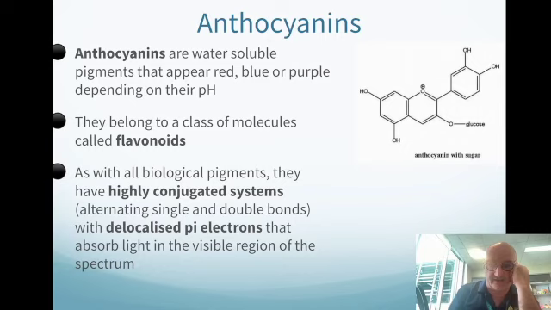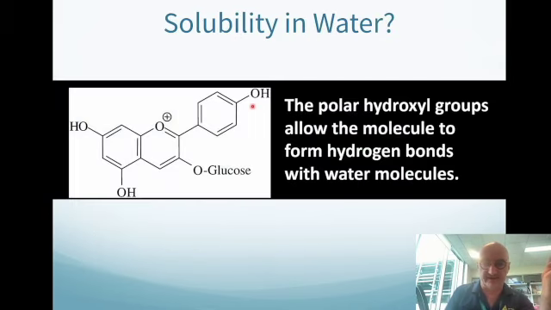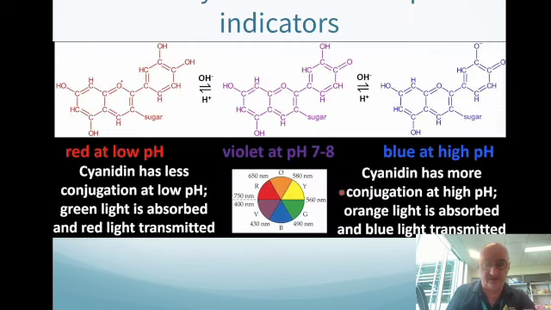Anthocyanins. Anthocyanin with a sugar, you can see this glucose on here. These are water soluble. You can predict that because there are loads of OH groups and oxygen going around. They are called flavonoids, always highly conjugated systems with lots of delocalized pi electron density. Are they soluble in water? Well, the polar hydroxyl groups would suggest that they are. Yes, indeed.